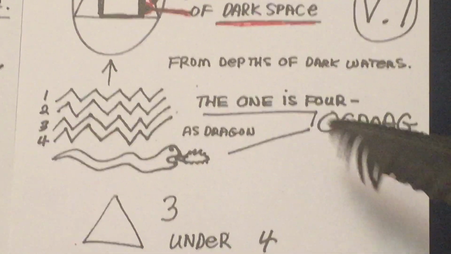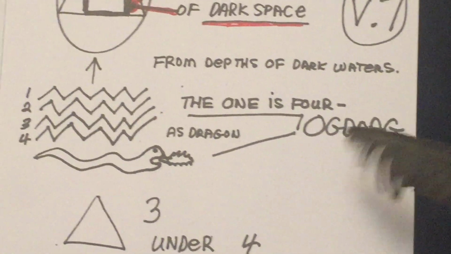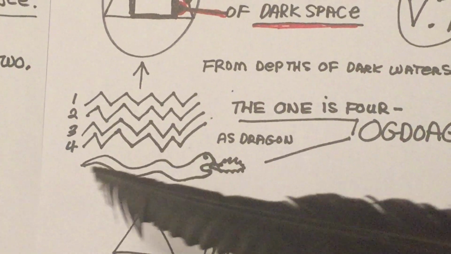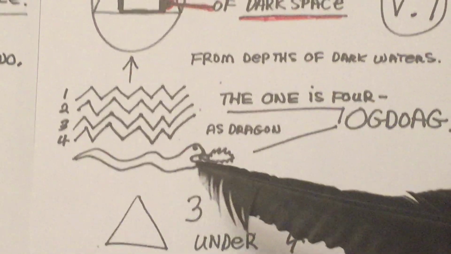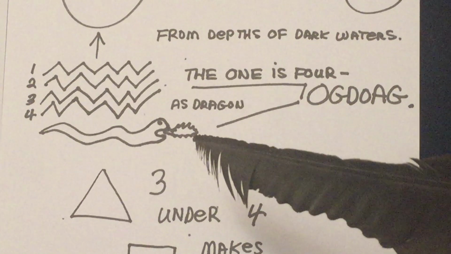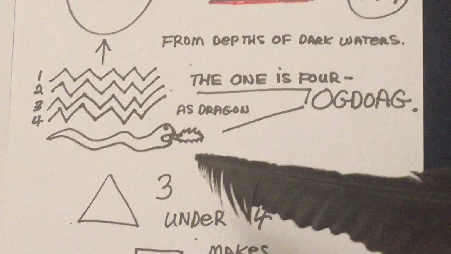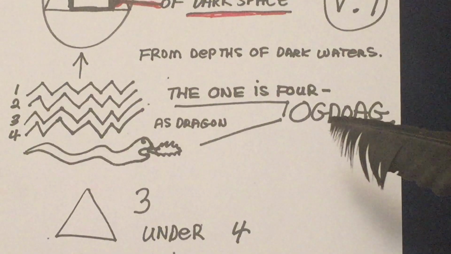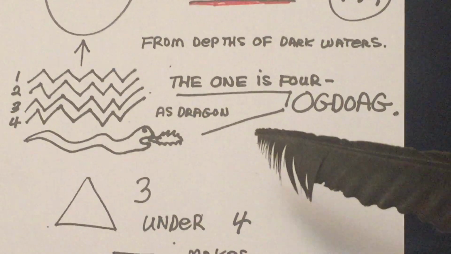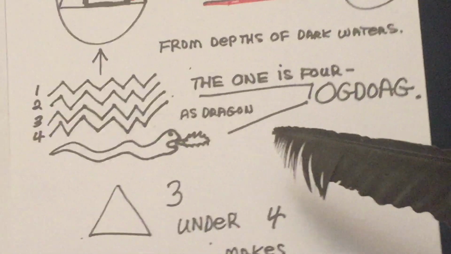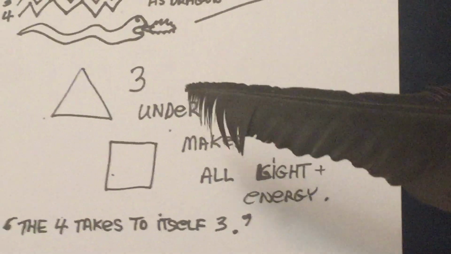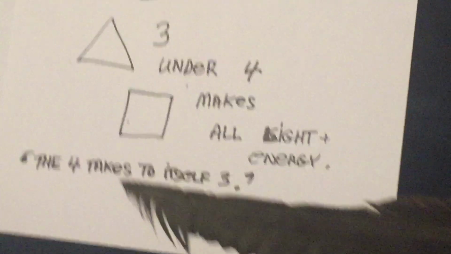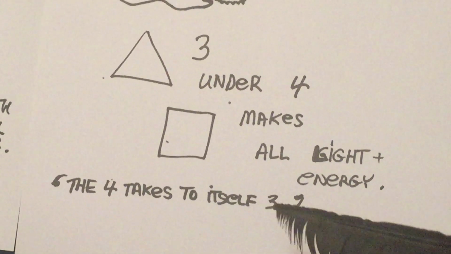The one is four. That is the Ogdoad. And these are the four waves here. The dragon that is going to be spoken of more in verse 7 is the dragon of the Ogdoad. That is the four now moving forces of the creation gods of the Egyptian pantheon. 3 under 4 makes all energy. The 4 takes to itself 3.